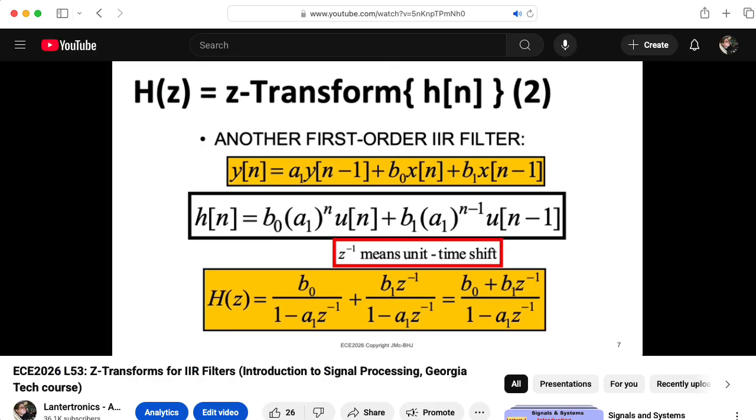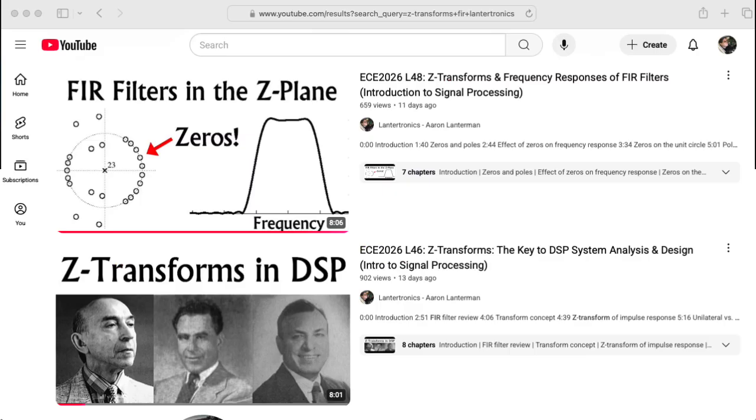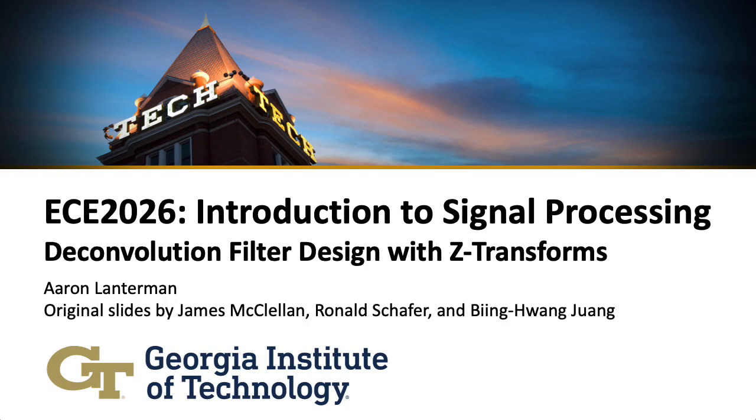In the last lecture of ECE2026, Introduction to Signal Processing, we introduced Z-transforms as a method for analyzing infinite impulse response filters. We previously looked at using Z-transforms to analyze finite impulse response filters. In this lecture, we'll introduce the idea of deconvolution.